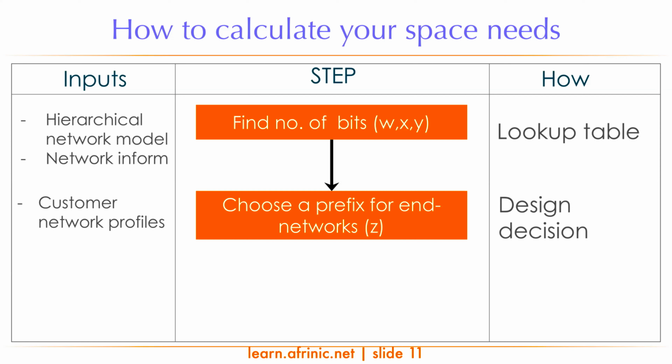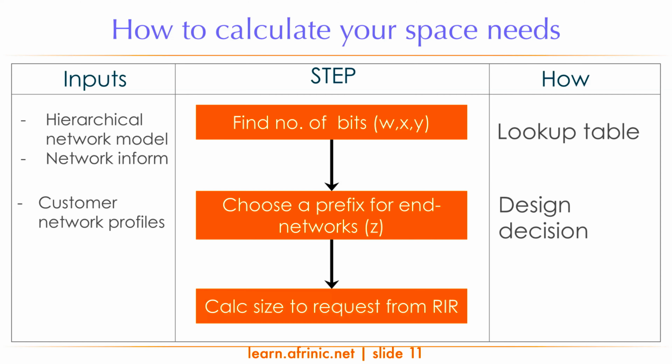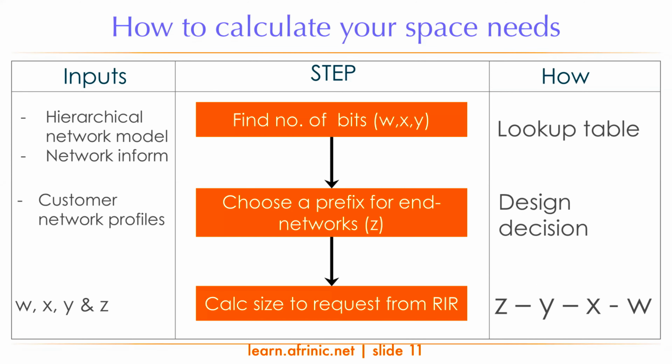Then with this information, you have the number of bits, you have the end network prefix, you're going to be able to calculate the size to request from your RIR. So basically, you'll just be subtracting the number of bits that you've identified that will fit the number of entities in your hierarchy from the end network prefix. And you're going to get the prefix that you're going to request from your RIR.